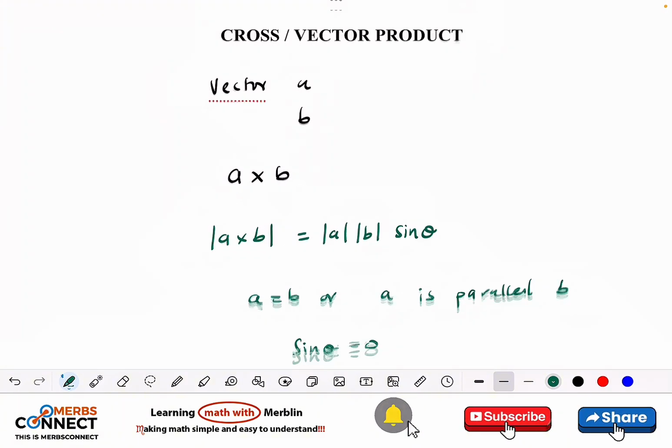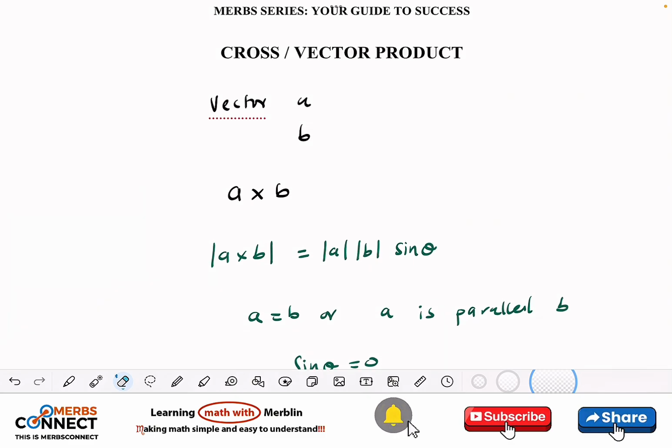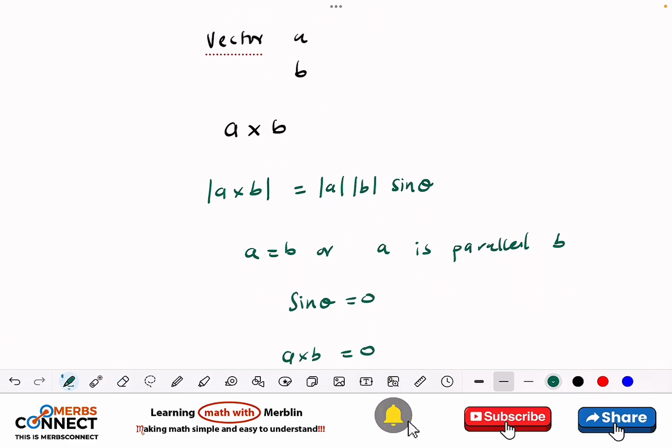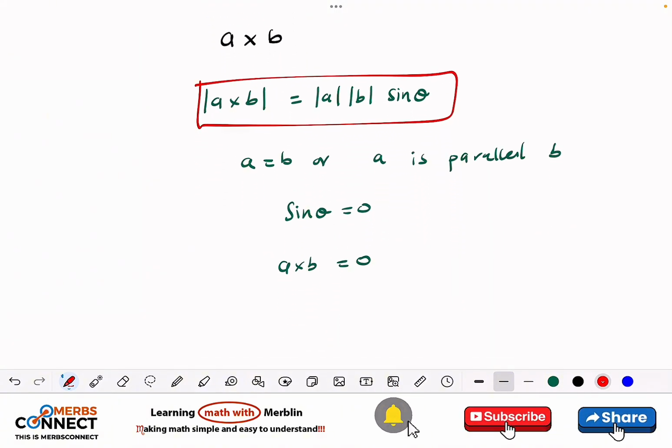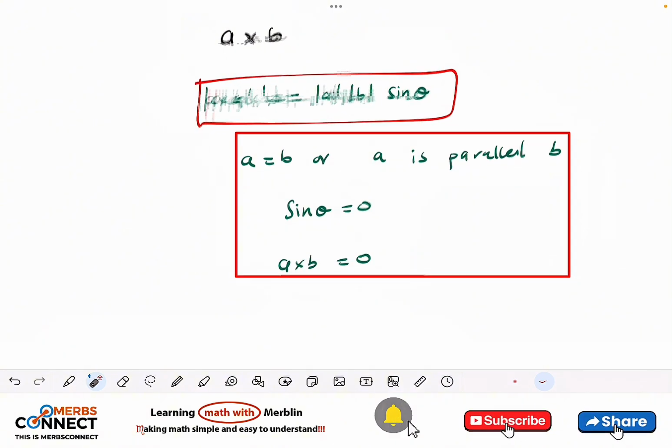With the dot product, that is when it is perpendicular. When it is perpendicular, then a dot b is equal to 0, because if it is perpendicular to each other, then cos theta is equal to 0. So that is one thing that you need to learn from here. So with cross product, we need to learn this here. And then also we need to learn that when a is the same as b, or a is parallel to b, then sine of theta will be 0 and a cross b is going to give us 0.